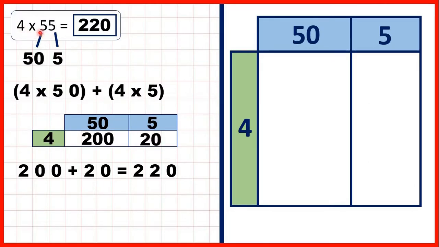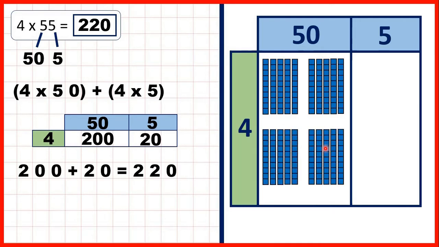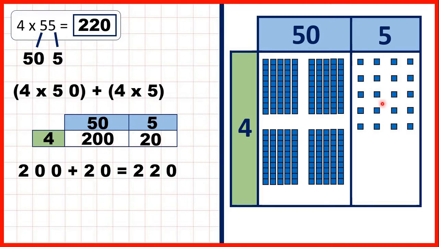We had 4 times 55. On our grid, we partitioned 55 into 50 and 5. So for 4 times 50, we can show 50 4 times, and that gives us 20 tens, so 200. Then for this box here, we can show 4 times 5, so we can show 5 4 times, and that gives us 20. So altogether, we get 220.